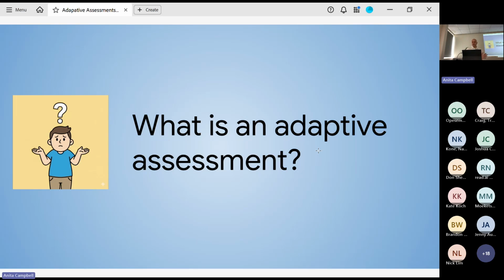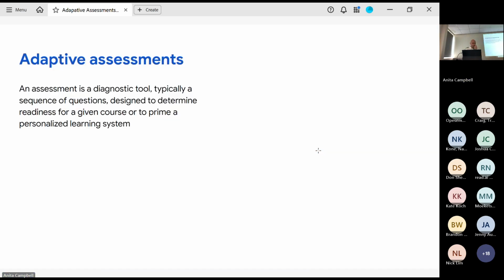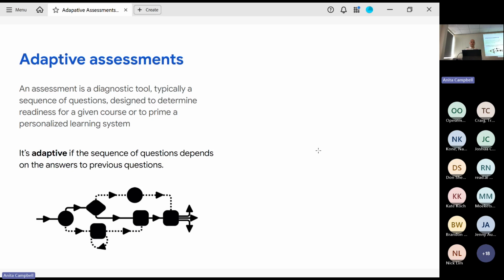So what do we mean when we say adaptive assessment? I don't know that there's a broadly accepted definition, but it's some kind of diagnostic tool. It's a sequence of questions that the student gets, and that sequence of questions is dependent on the order in which the student has answered previous questions and whether they got those answers right or wrong. So they follow a non-predefined path through the space of possible questions. That's what makes it adaptive.